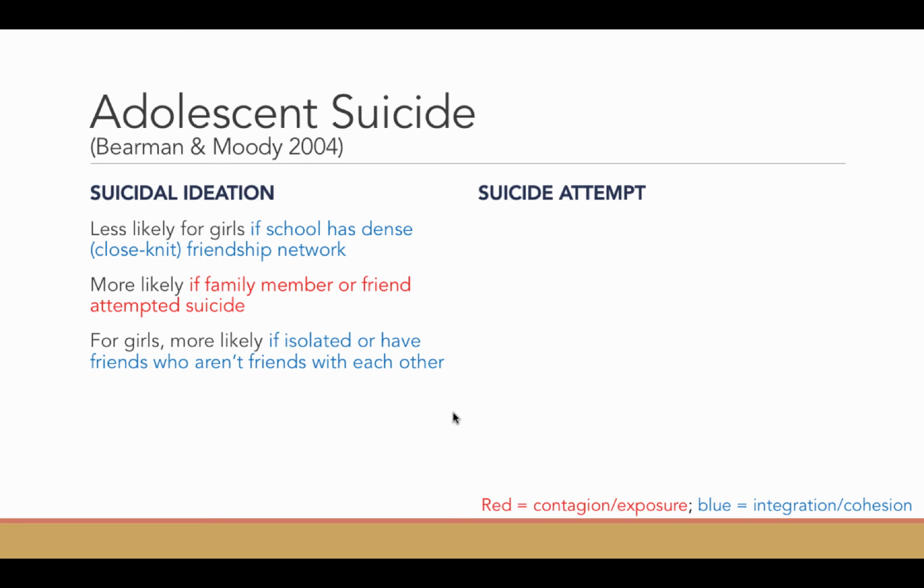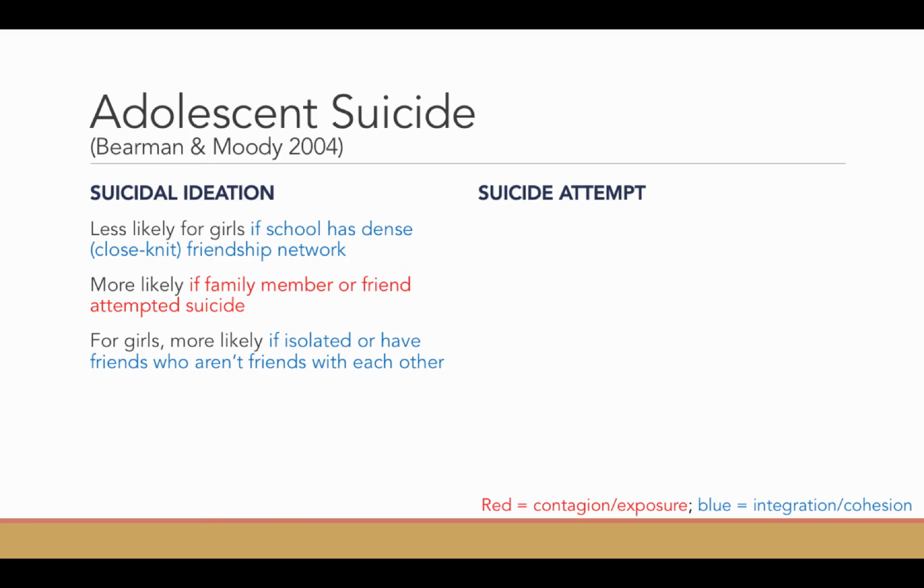So you can see that in the red, right? If a family member or friend attempted suicide, that's something that gets at this idea of contagion. I see somebody else do it, now I'm thinking about doing it too. The blue, right, so this and this, have more to do with how well integrated the community is as a whole and how well integrated individual people are within that community, okay?